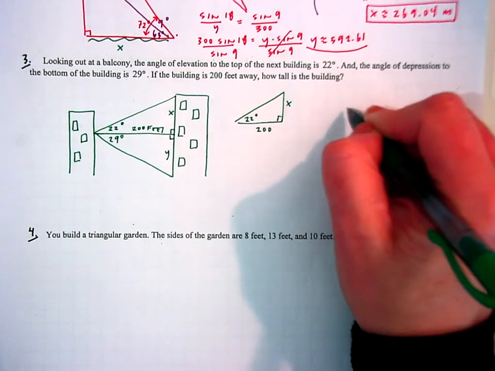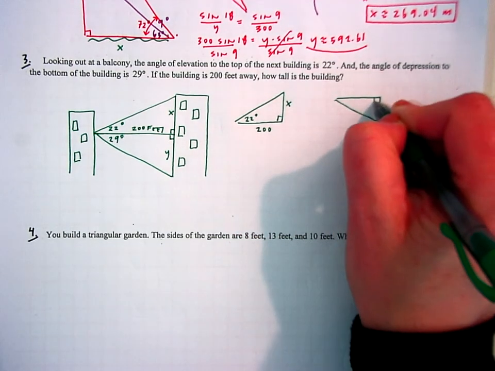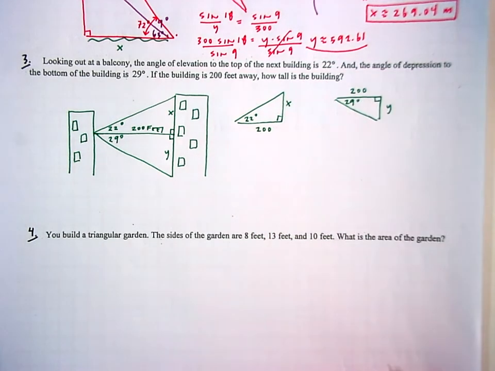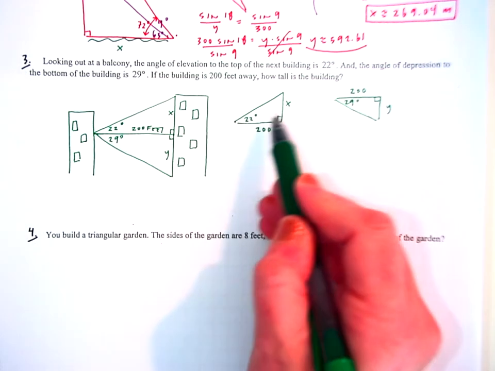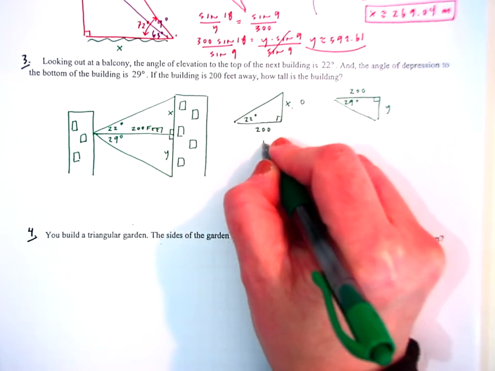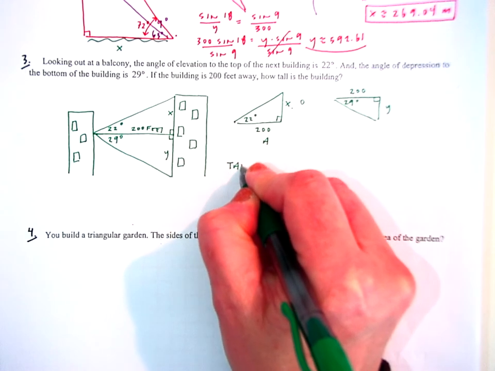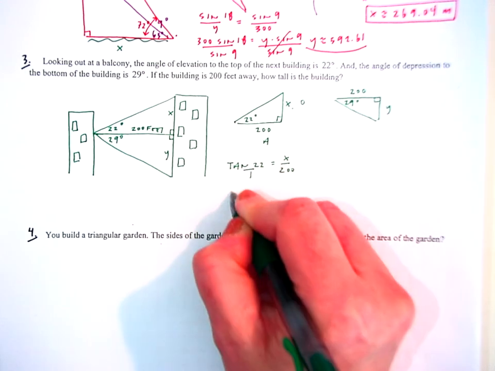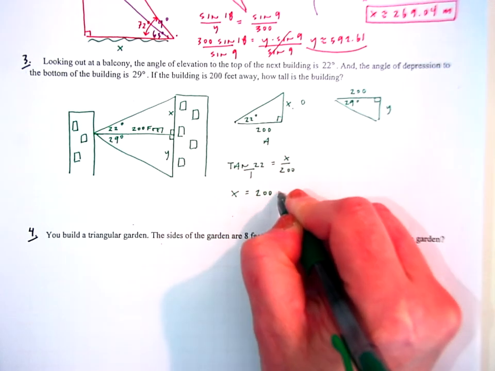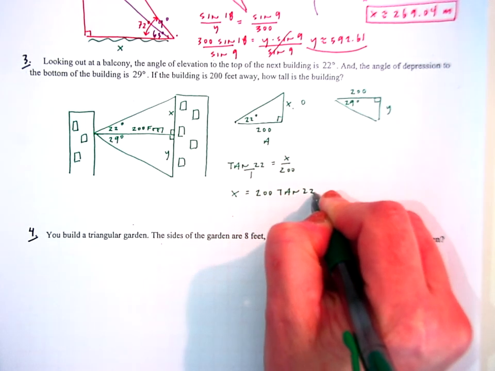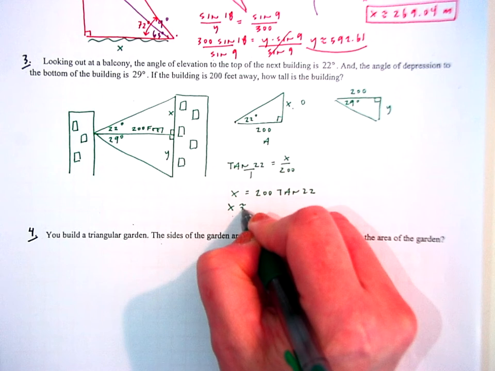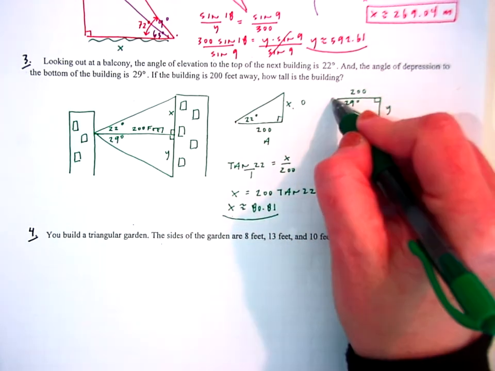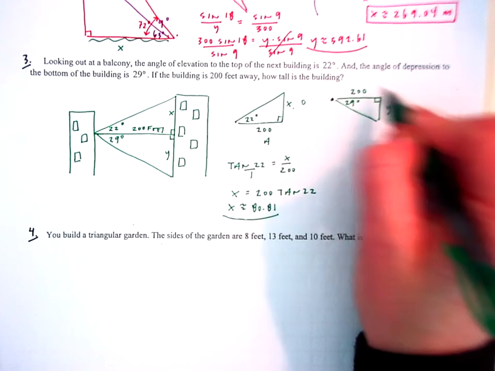So let me first just draw them out as two separate entities like this, where here's my 29, here's my Y, here's my 200 feet. So for my first one, from this reference angle, opposite adjacent, I'm using tangent. So I can say that tangent 22 equals x over 200. So here's my proportion, cross multiply. X equals 200 times tangent 22. So that's going to get me about 80.81.